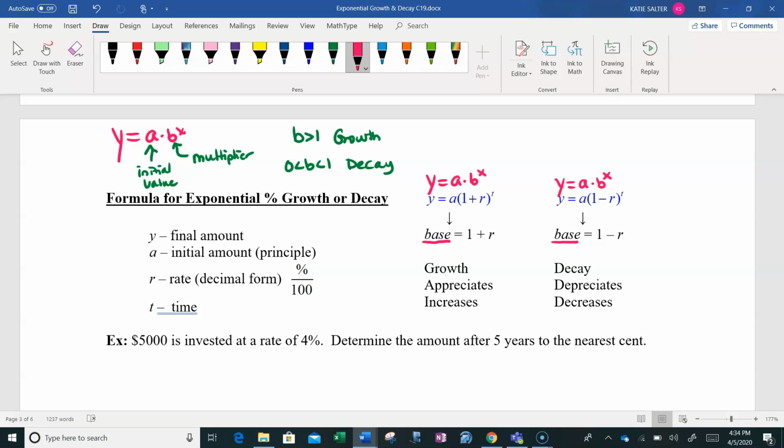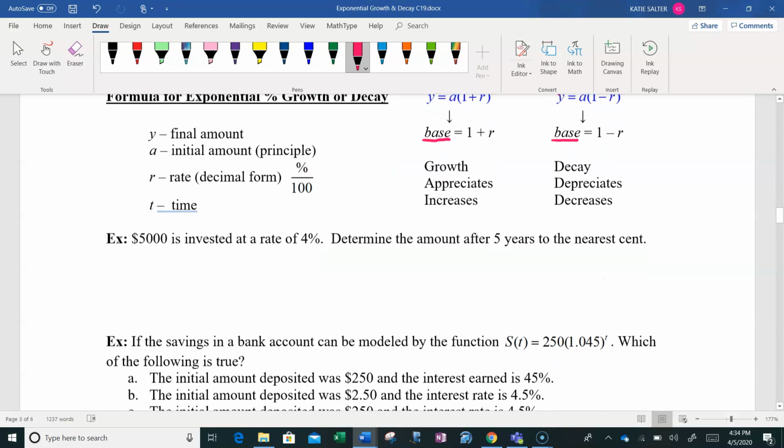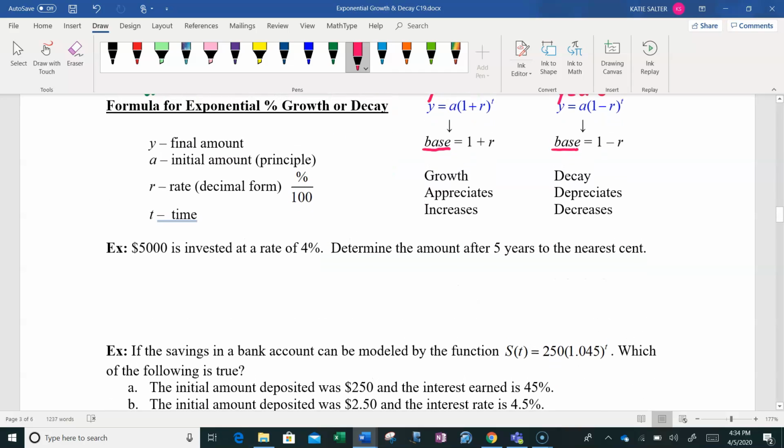All right, so let's do a full-on problem. It says $5,000 is invested at a rate of 4%. Determine the amount after 5 years to the nearest cent. Okay, first of all, y'all, if we're investing money, we want it to grow. So this is a growth problem. So we'd say, okay, what is our initial value? Well, our initial value in this case is $5,000. Now we have to get our multiplier.